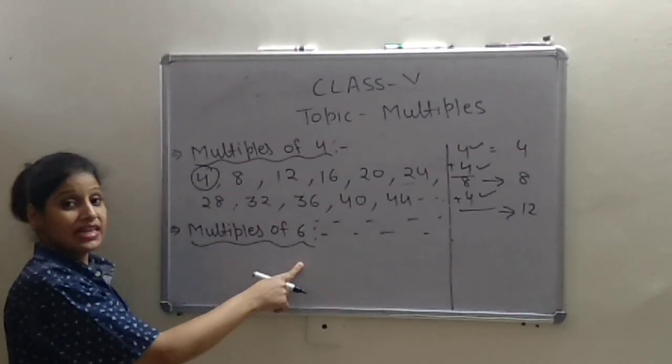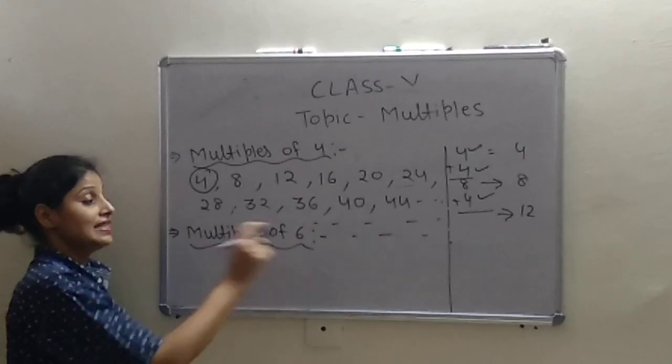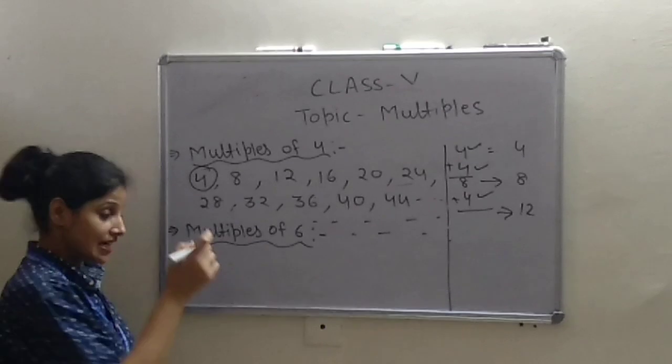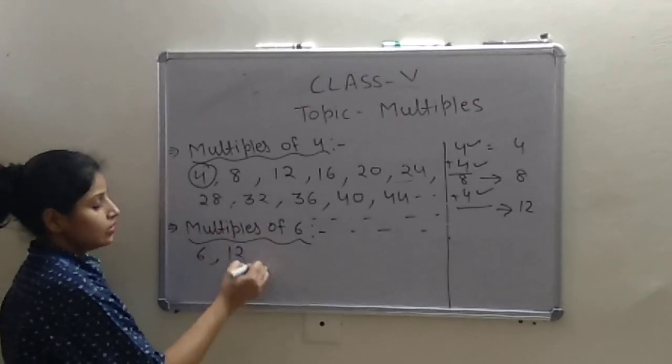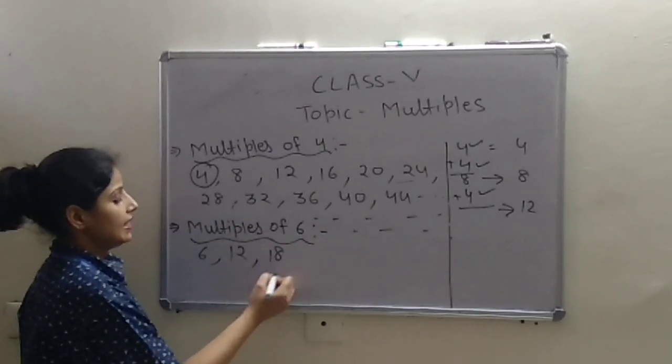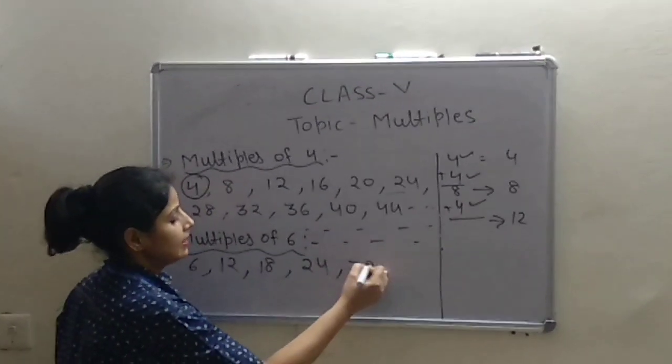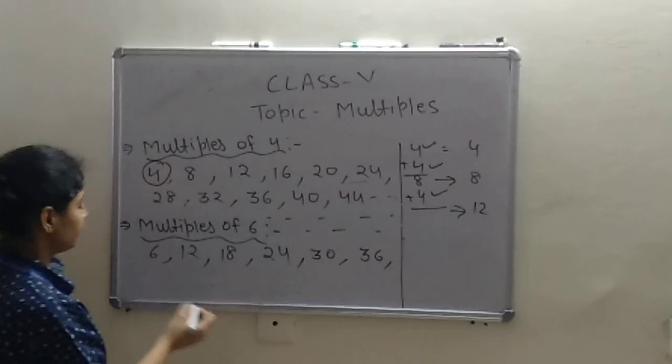Here I am taking one more example where we are going to write multiples of 6. So we will start with 1. 6 ones are 6. 6 twos are 12. 6 threes are 18. 6 fours are 24. Then 30. Then 36.